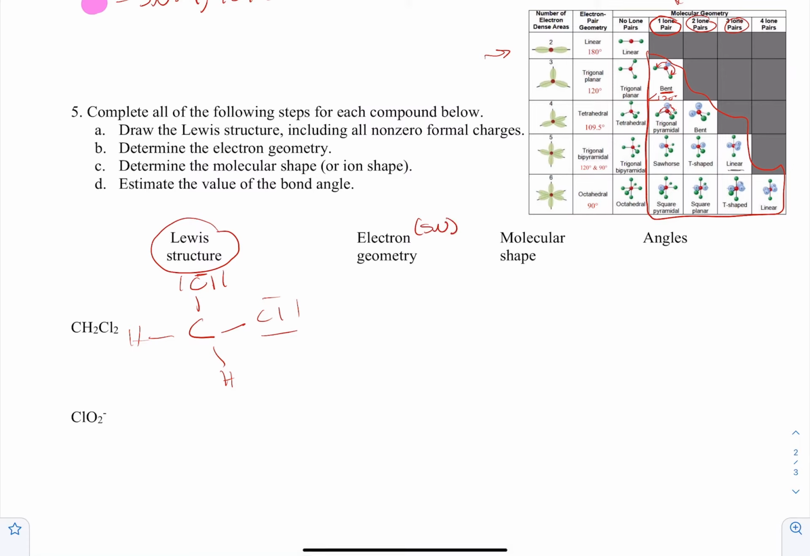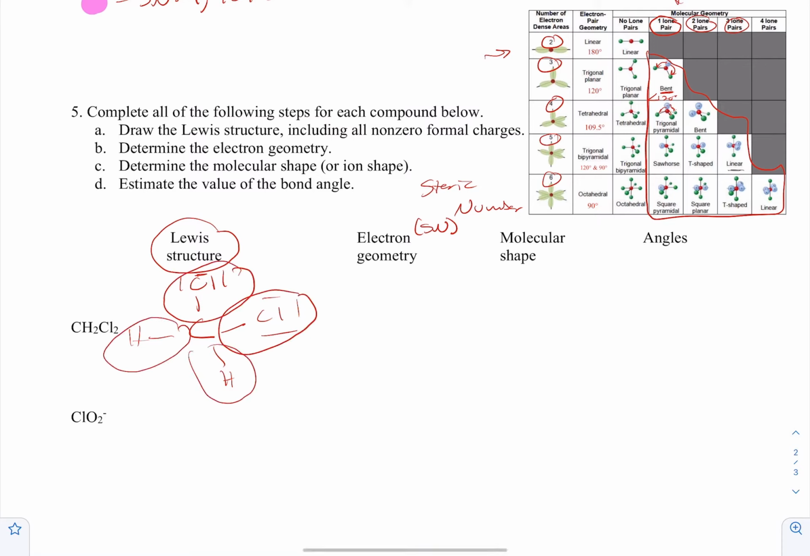The steric number is critical to understanding this and a concept that we'll learn later called hybridization. Okay, the steric number is going to be super useful. These numbers right here are the steric numbers that we're going to be looking at. So you'll always count lone pairs and bonds. So carbon has a steric number of 1, 2, 3, and 4. Okay, which means its steric number is 4.